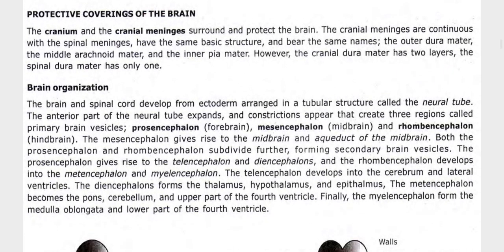Then protective coverings of the brain. The cranial meninges surround and protect the brain. The cranial meninges are continuous with the spinal meninges, have the same basic structure and bear the same names: the outer dura mater, the middle arachnoid mater, and the inner pia mater. However, the cranial dura mater has two layers. The spinal dura mater has only one.